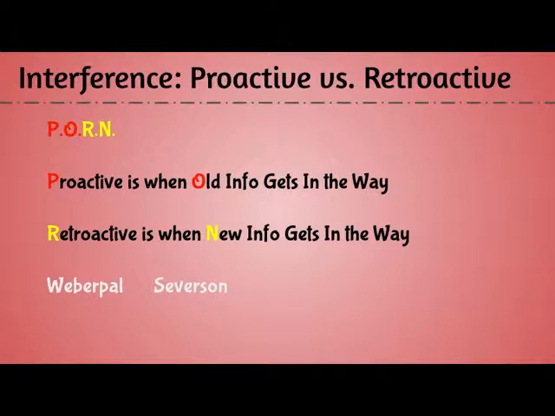So I cross it out. Which one am I remembering? Severson. So I circle that, and that means it's retroactive. I would physically, on every test, write it out, put PORN, cross out the one you don't know, and then circle the other one. That's your answer.